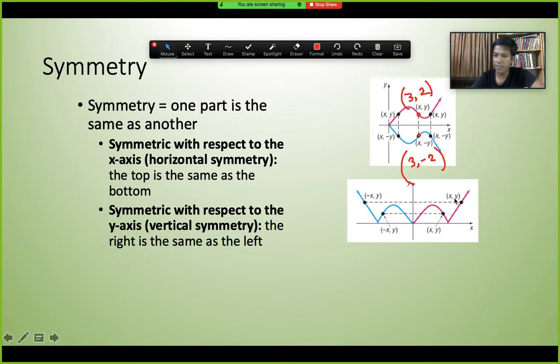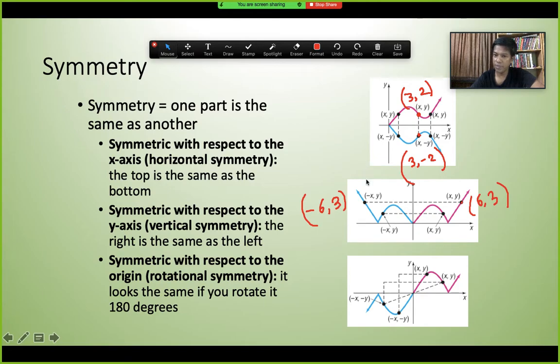And for y-axis symmetry, what is the same? Y value is the same, and x value is also the same but minus. There is a minus here. Same value but minus. Same example we can give here also. Suppose this point is, let's say, 6, 3. Then this value will become minus 6, 3. Just in the x value there will be a minus, but the y value is the same.